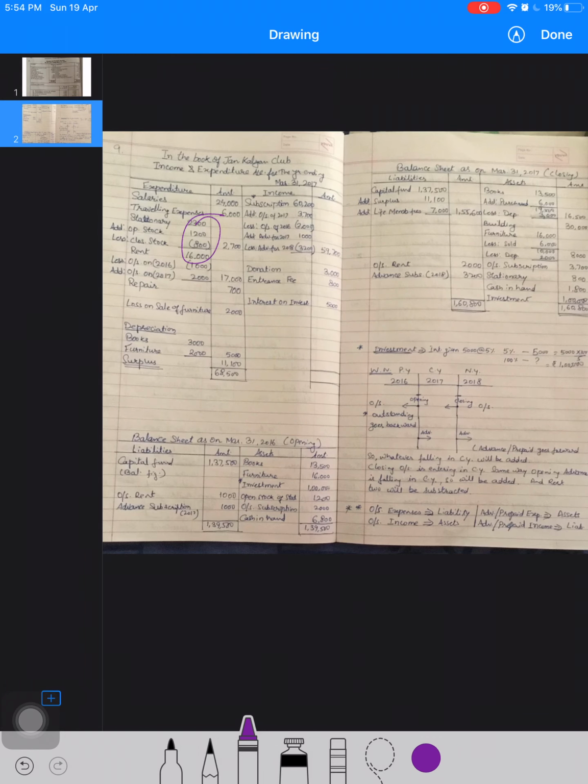Next, rent. There is also an adjustment for rent. Rent 16,000, so outstanding rent 2016, that means it is of a previous year, so you will subtract this, and this is of this year, so you will add this. So rent of last year you will subtract, and this year you will add.